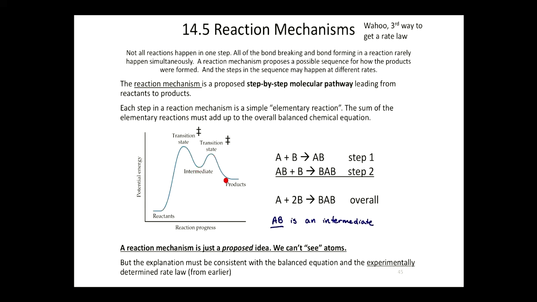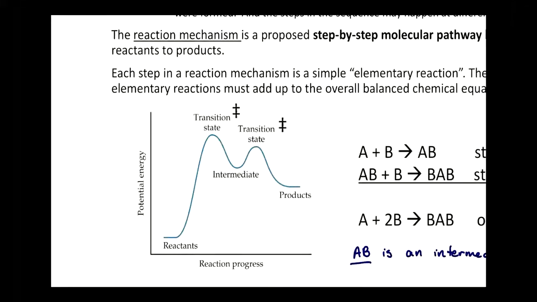This reaction occurs in 2 separate steps. The reason I know it occurs in 2 separate steps is there's 2 activation energies. If you think about walking up this hill, you have to get over the first hill first. That's going to be quite hard. But then you have to go up over a second hill, right? So this reaction is happening in 2 steps.